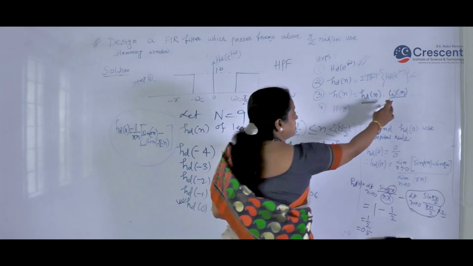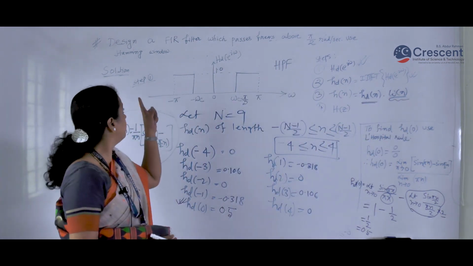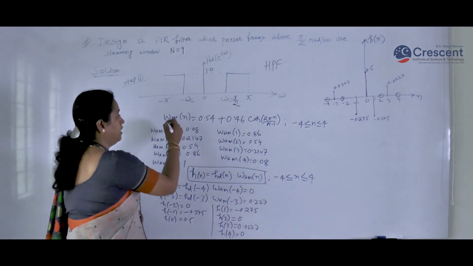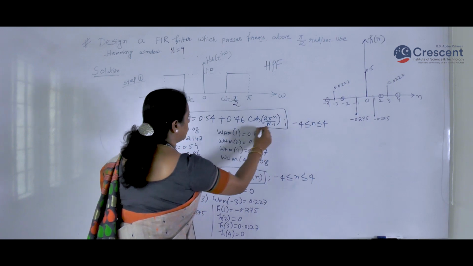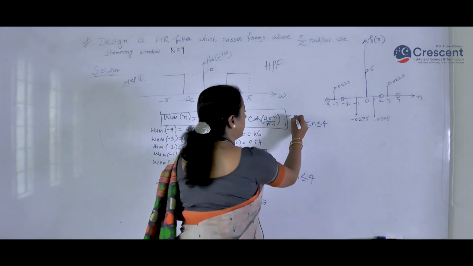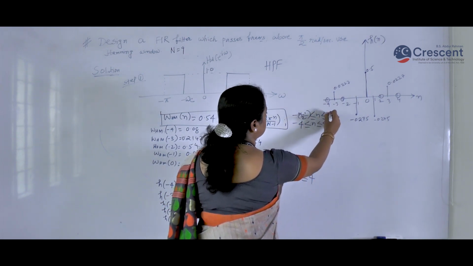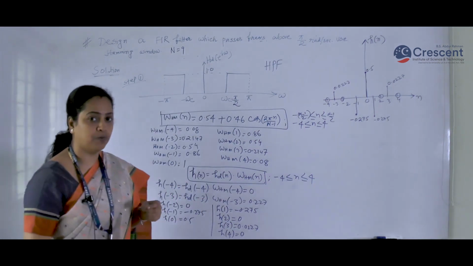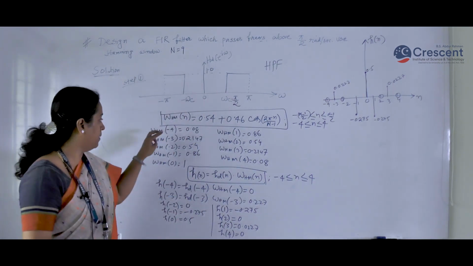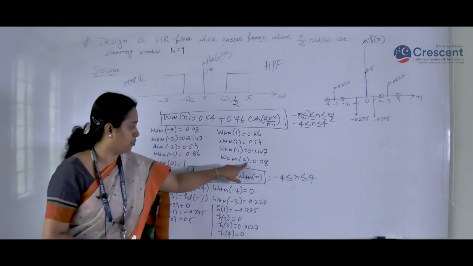Now we will be considering the window function. The window function to be considered is given as Hamming window. As we know, the Hamming window function for ideal filter is given by this expression. Now we can substitute the value of n from minus of N minus 1 by 2 to N minus 1 by 2, that is from minus 4 to 4, because in this case our capital N is equal to 9. So we will be able to find the value of window function from minus 4 to 4.